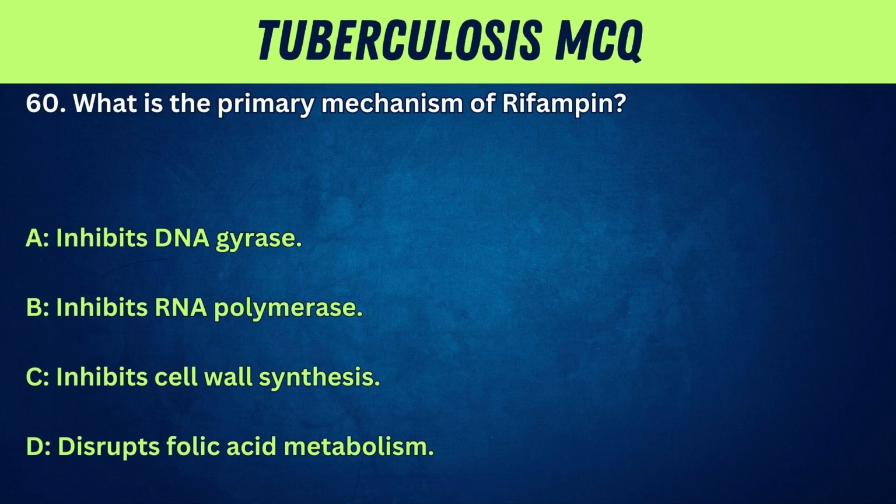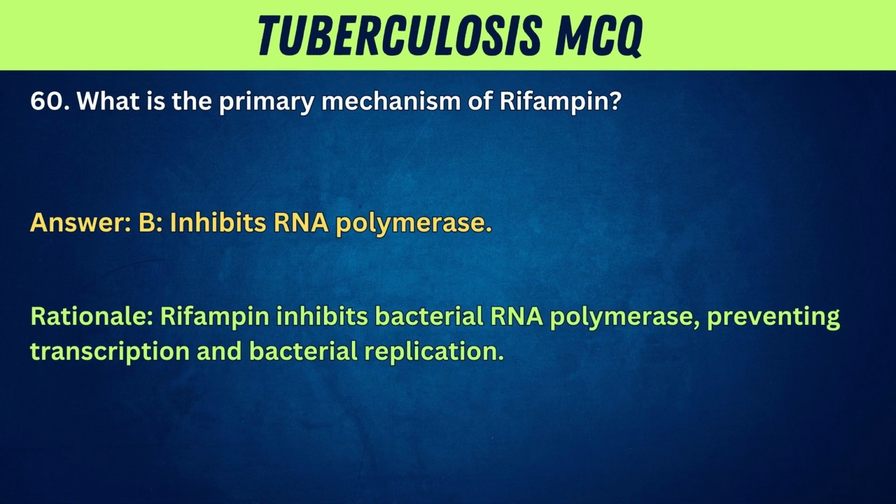60. What is the primary mechanism of rifampin? A. Inhibits DNA gyrase. B. Inhibits RNA polymerase. C. Inhibits cell wall synthesis. D. Disrupts folic acid metabolism. Answer: B. Inhibits RNA polymerase. Rationale: rifampin inhibits bacterial RNA polymerase, preventing transcription and bacterial replication.